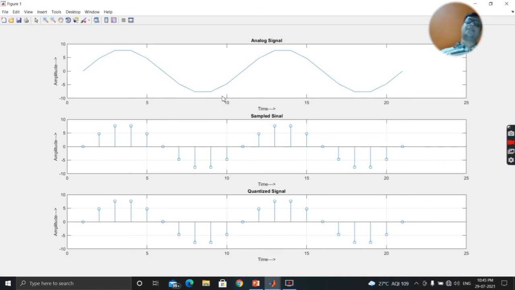Then after generation of the sinusoid signal, the sample signal is generated. So these sample signals are identified. It is an instantaneous value. We have written stem of S. So sample signals are identified.